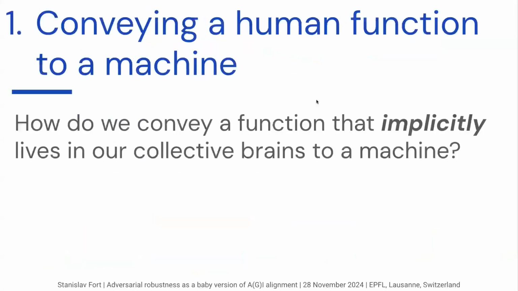Okay. I want to make sure I can just see it here. So the basic problem I'll be addressing here is how to convey a human function that's implicitly present in your brain to a machine in an explicit way. So how do we do this, right?